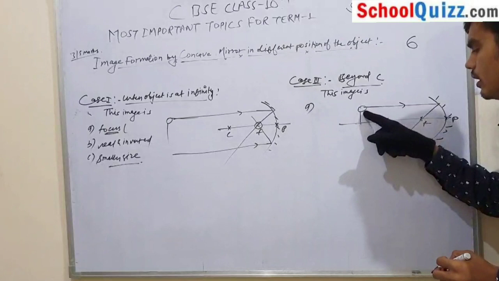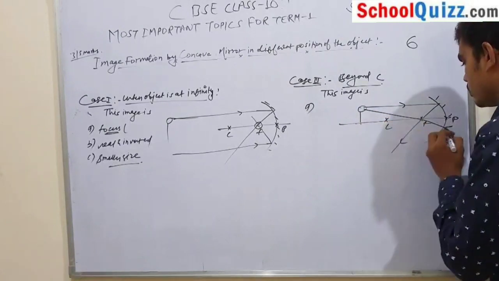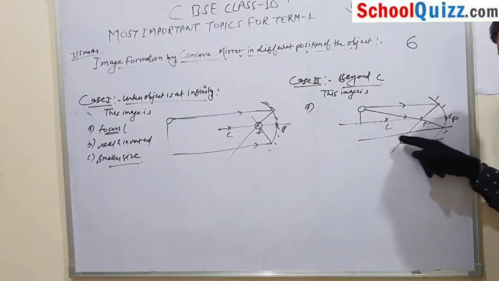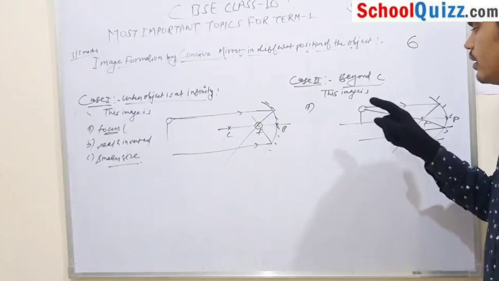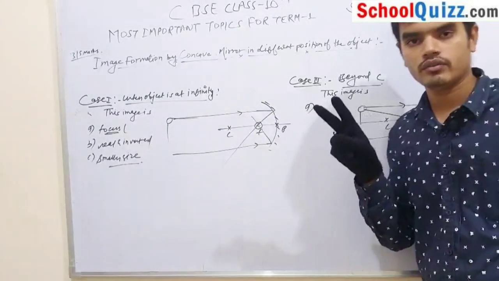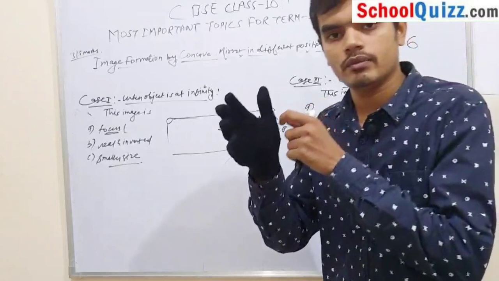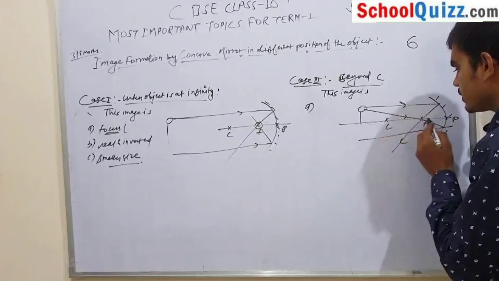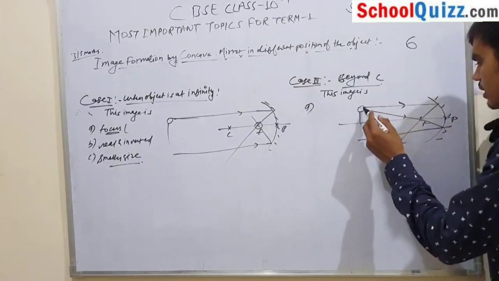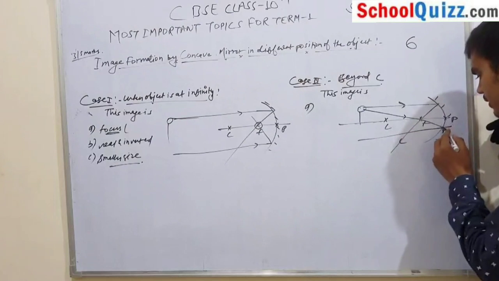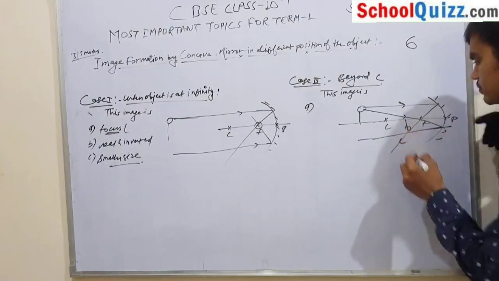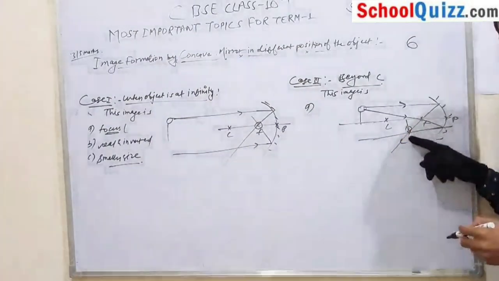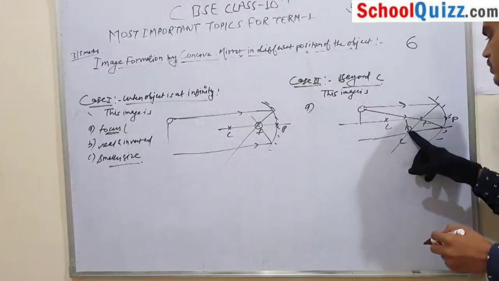Now again draw another ray from the object that is passing through the focus, and after reflection from the mirror, it will become parallel to the principal axis. What we are doing is making two rays, because we know that when two rays meet, the image will be formed. So one ray is parallel to the principal axis and passes through the focus, and another ray passes through the focus and after reflection becomes parallel. This point is the intersection of the two rays, so the image will be produced here.